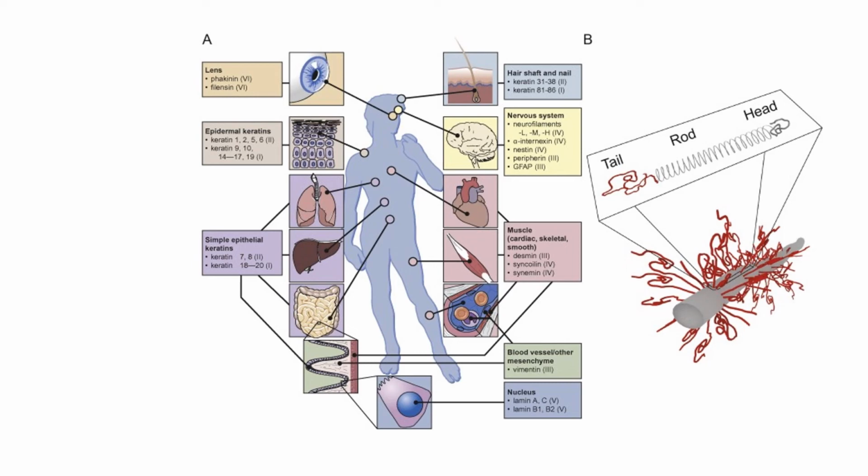These are the types of the filaments or the proteins that make up the cells that are, as you can see, essential for the human body. Very important to make up the organs.